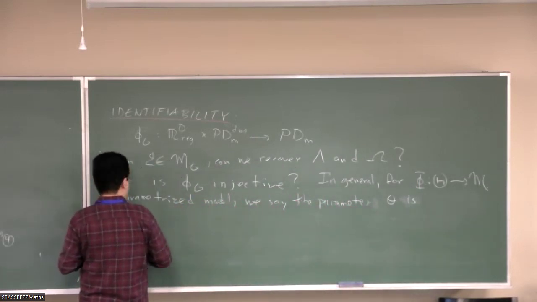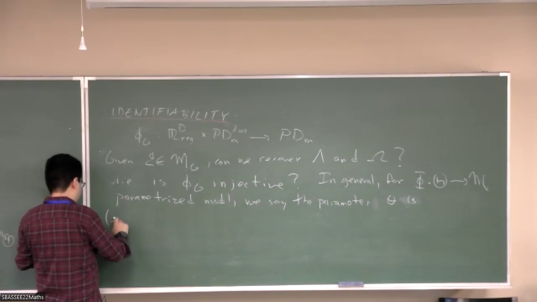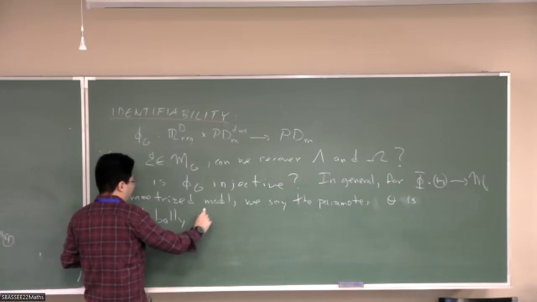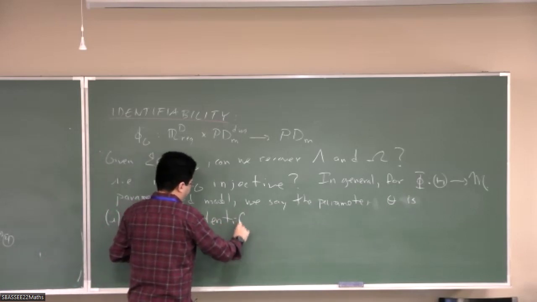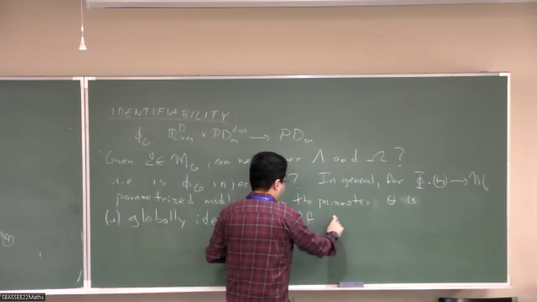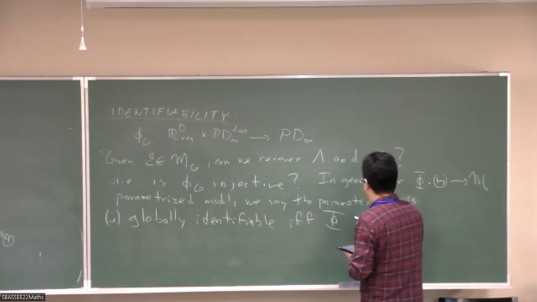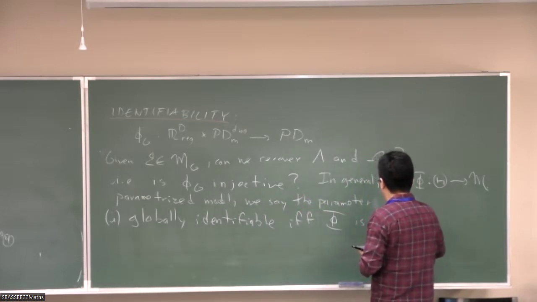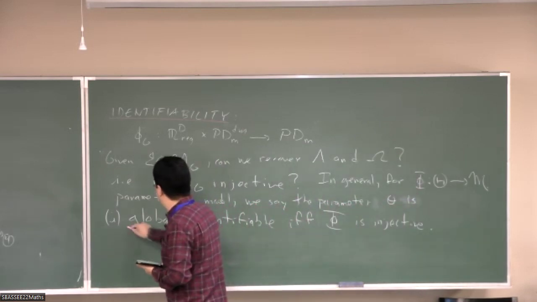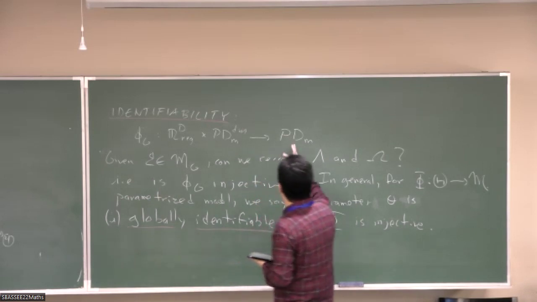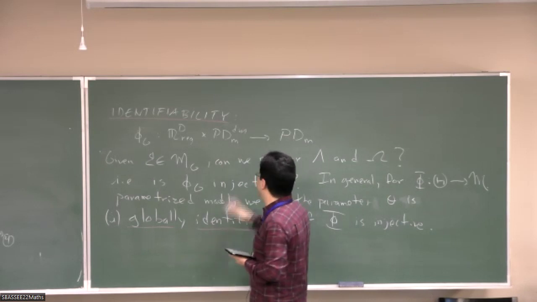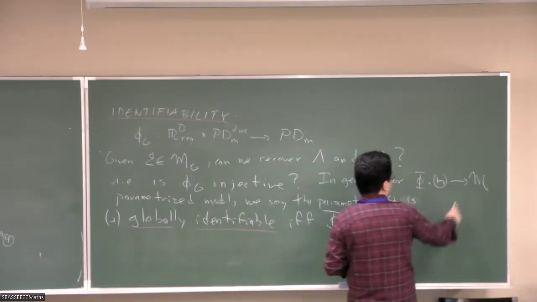First option, globally identifiable, if and only if phi is injective. That's the best case, which just means that this map is injective. That means if I give you a sigma in this model, you are able to recover uniquely the lambda and the omega.